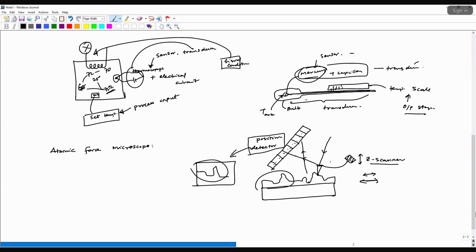And this cantilever is your sensor, because that is what is exposed to the process input. The cantilever is exposed to the profile, the surface. And the photodetector, the position detector, is the transducer, because it converts the light energy into some kind of electrical signal.